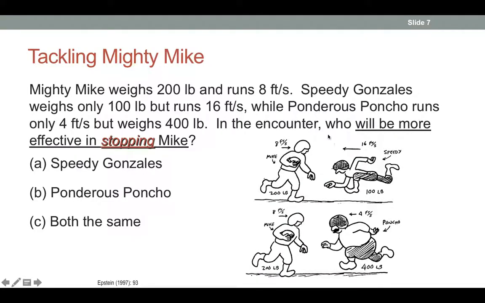Here we've got a football player, Mike, who's carrying the football down the field. He could be tackled by two different players on the other team. One is Speedy Gonzalez, and the other is Ponderous Poncho. Using the numbers here, Mike's weight and Mike's speed, and the same for the other two players, which one will be more effective in stopping Mike?